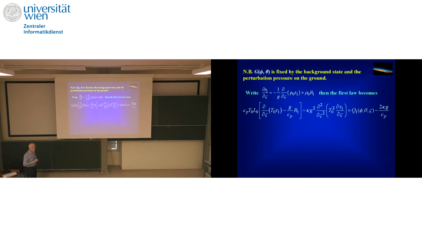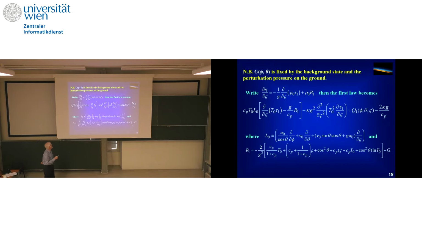It's convenient now to write dr1 by d zeta as the sum of two parts: a part that involves the Tor1 and something else, which I've just called R1. When you do that, the first law takes this very simple form. L0 is the operator that we had before, but now expressed in terms of phi, theta, and zeta, and we can determine what R1 is. R1, you'll notice, depends only on the background state and this arbitrary function G.